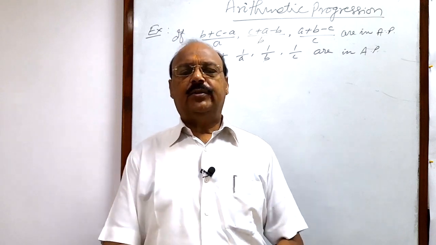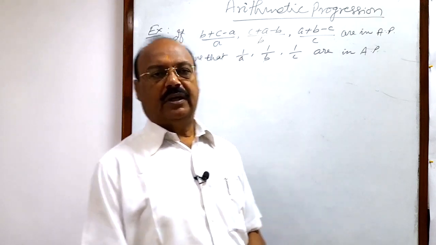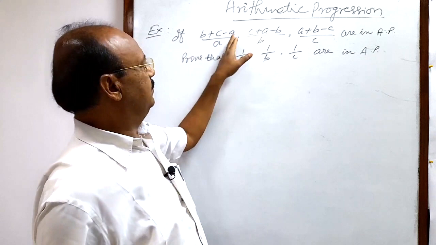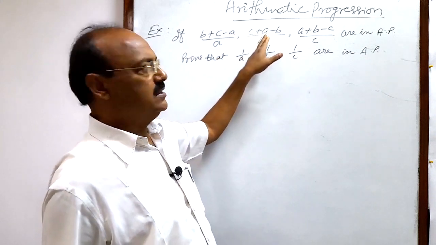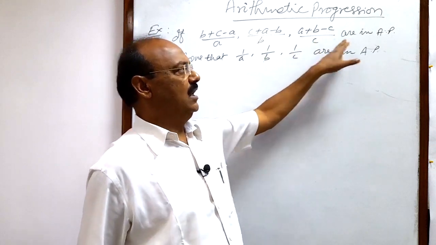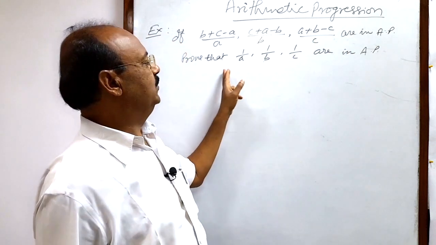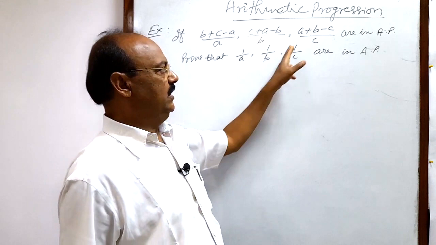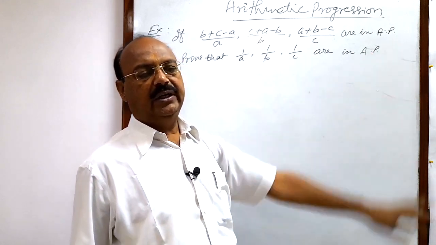Here we are discussing a question from the topic arithmetic progression. The question is, if (b + c − a)/a, (c + a − b)/b, and (a + b − c)/c are in AP, then we have to prove that 1/a, 1/b, and 1/c are also in AP.